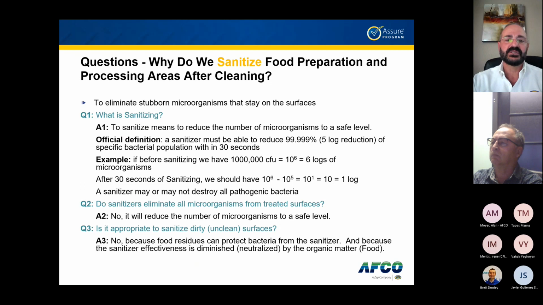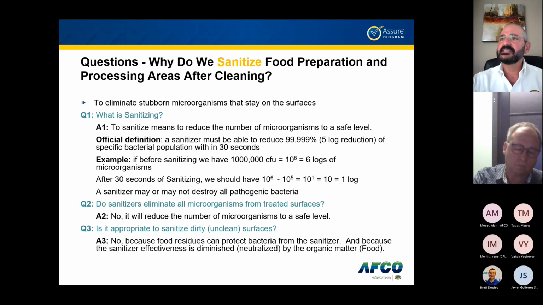They are not washed away into the drains. So what is the sanitizer? Before we talk about the sanitizing action, let's define the sanitizer. To sanitize means to reduce the number of microorganisms to a safe level.